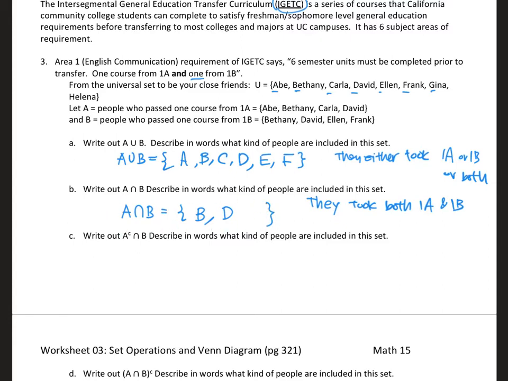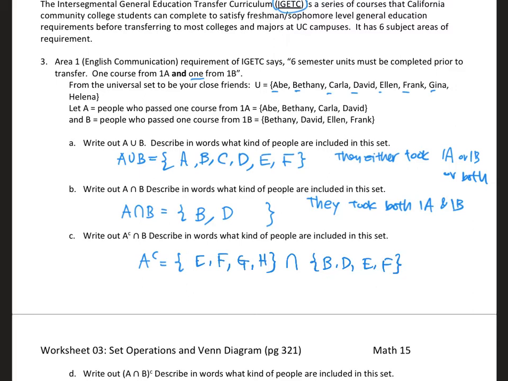A complement intersection with B. So here I'm going to try to do it in 2 steps maybe. I noticed that C from last section, this is complement, so whoever is not there. So it's whoever didn't take 1A. So A complement, let's look at that. A, B, C, D. So Ellen, Frank, Gina, and Helena. And I'm going to intersect that with set B: B, D, E.